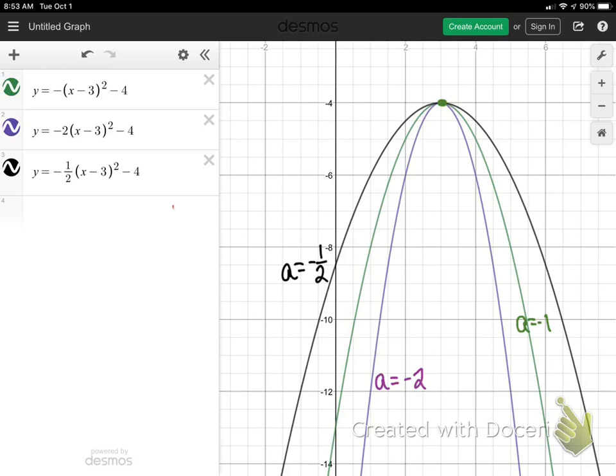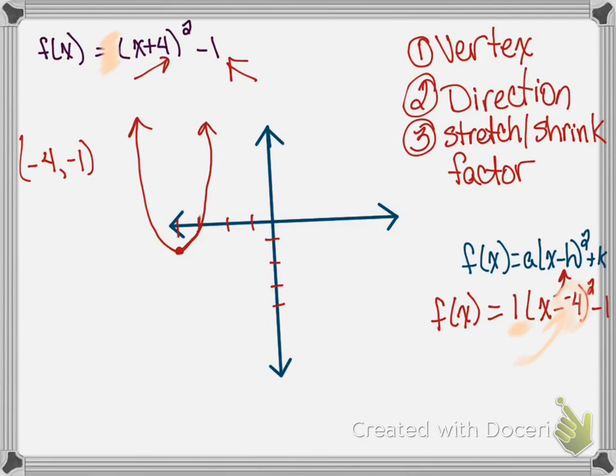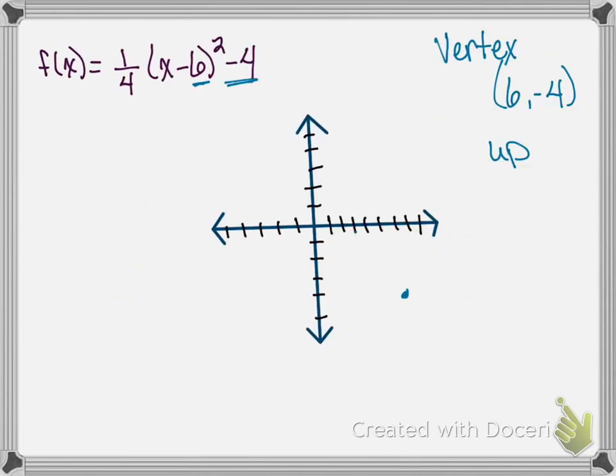Here is my stretching shrinking factor of 1. Okay? When I've got an absolute value greater than 1 is when it gets more narrow. Less than 1 is when it gets more wide. Okay? So when I have fractions, it's getting more wide. Fractions make it more wide. So, is this it right here? We are going to be wider than the parent function. Okay? Going to go more wide.